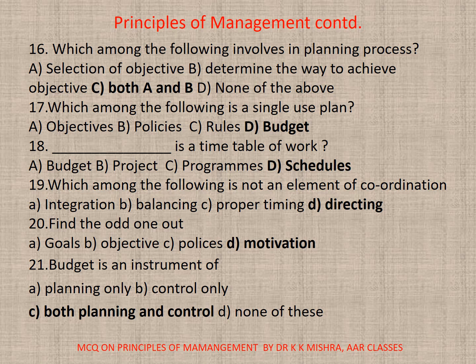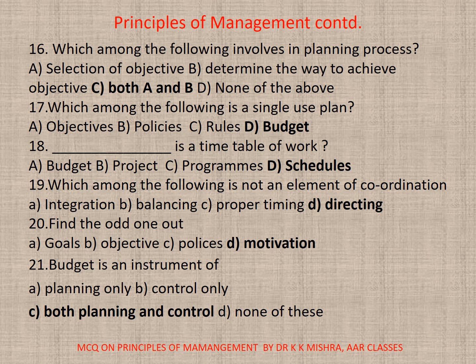Budget. 18. Dash is a timetable of work. A. Budget, B. Project, C. Programs, D. Schedules. So correct option is D. Schedules. 19. Which among the following is not an element of coordination? A. Integration, B. Balancing, C. Proper timing, D. Directing. So correct option is D. Directing. 20. Find the odd man out. A. Goals, B. Objective, C. Policies, D. Motivation. So correct option is D.